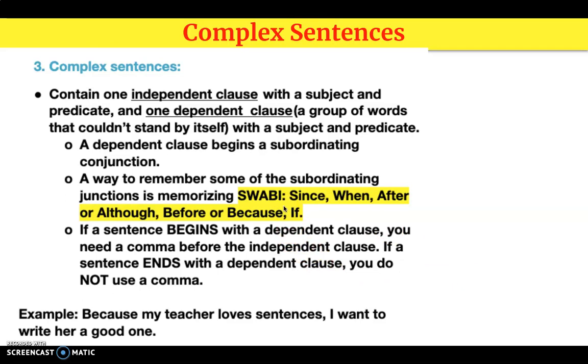If a sentence begins with a dependent clause, you need a comma before the independent clause. If the sentence ends with a dependent clause, you do not use a comma. Because my teacher loves sentences, comma, I want to write her a good one. Now, you might be thinking, what is the difference between this and a compound sentence? Remember that example I said?